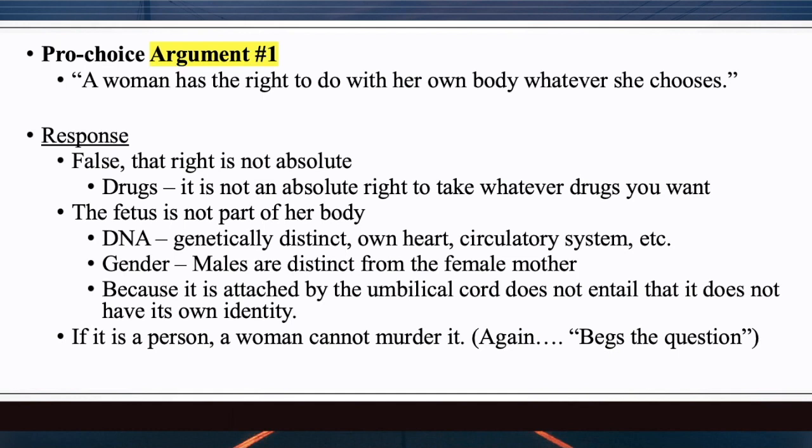So if it is a person, the woman cannot murder it. Again, it begs the question. The pro-choice advocate must prove that the fetus is not a person. And this argument does not prove that. It just begs the question. You need to prove that if you're a pro-choice person.